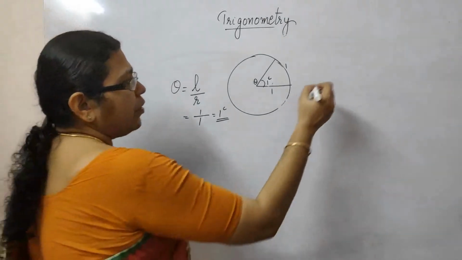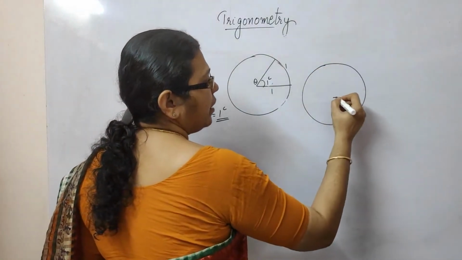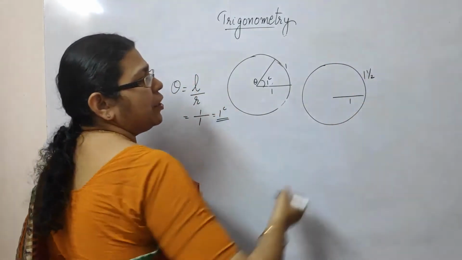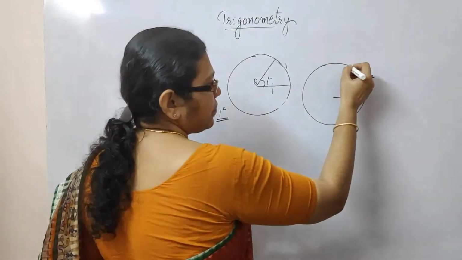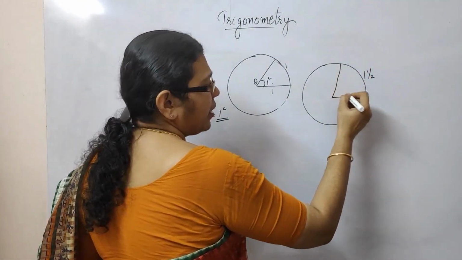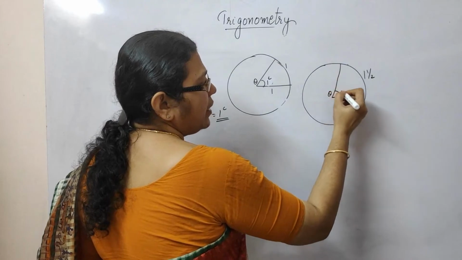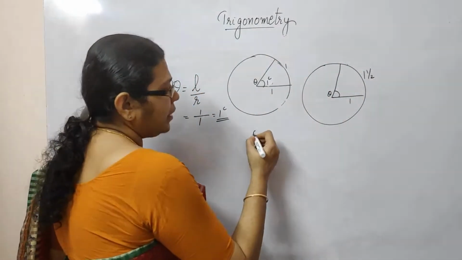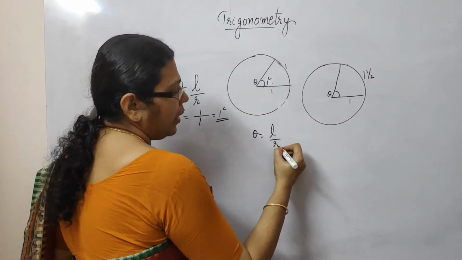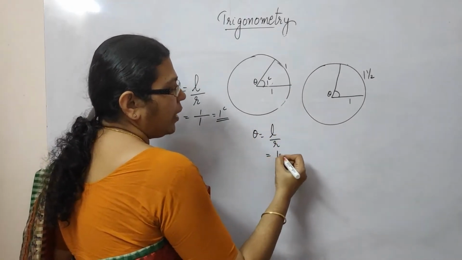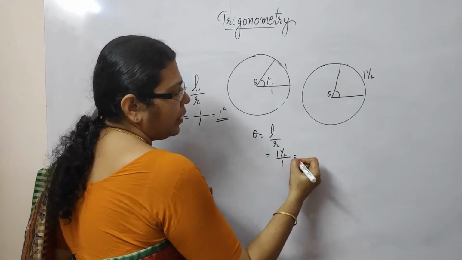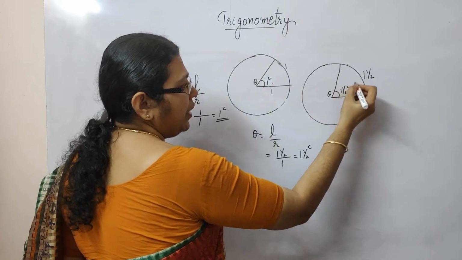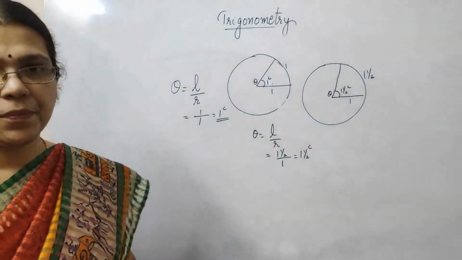Now suppose that you have a circle, the unit circle with radius 1, and I take 1.5 as the measure for the arc length. What will be the angle theta that is formed at the center? That will be theta is equal to L by R. What is L by R? 1.5 by 1. That is 1.5 radian. This measure is going to be 1.5 radian. Right?